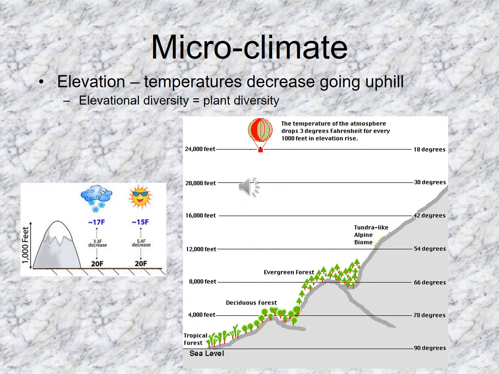Also, don't forget that altitude creates temperature differences. As you go up in elevation, you typically get colder. So for every 1,000 feet of elevation gain, you drop about 3 degrees Fahrenheit. So that's something to consider in your design if you have a lot of elevational change on your site.